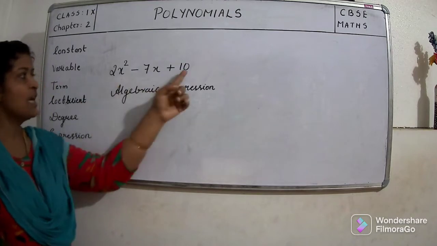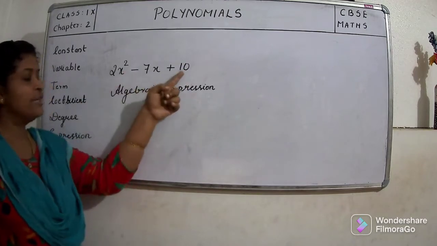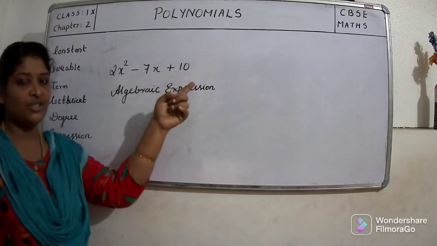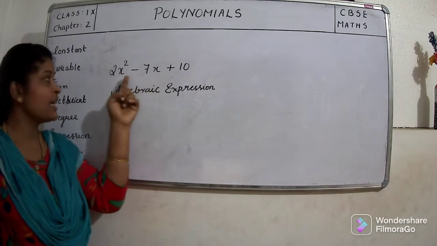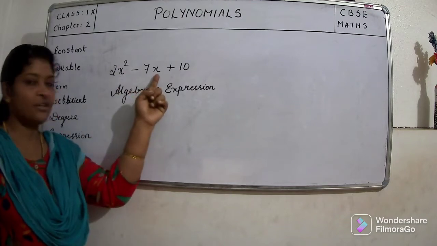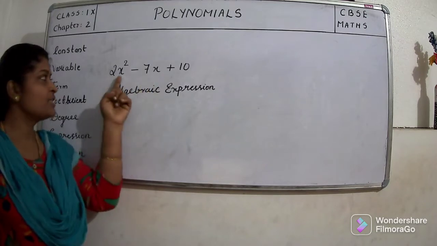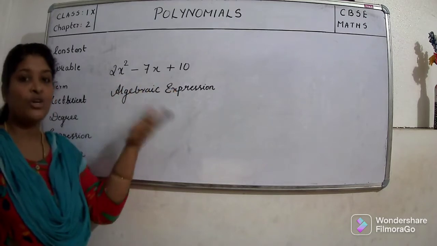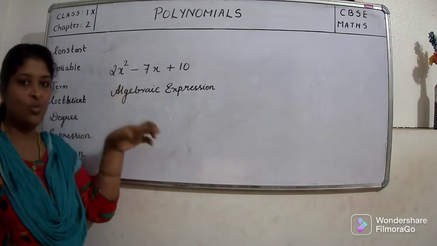In this, 10 is a constant part because 10's value we can't change. In 2x square minus 7x, variables are there, that means the English alphabets. X is there. So what is the variable in this expression? X is the variable, and this is an expression with one variable.